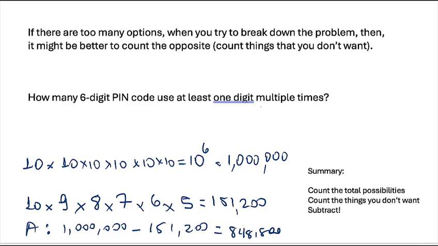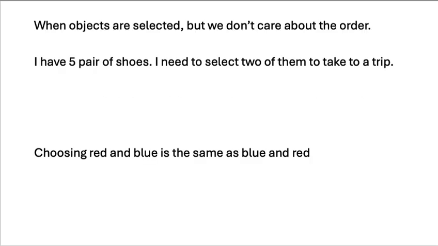Okay? So now we're going to start a new concept named grouping, or combinations. Talk about combination, or what we call grouping. And what is grouping? Grouping is when objects are selected, but we don't care about the order. Okay? So I don't care about the order I make a selection. I just really want to make a selection where I don't care about that.